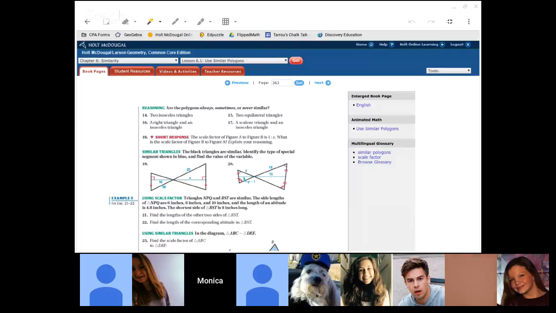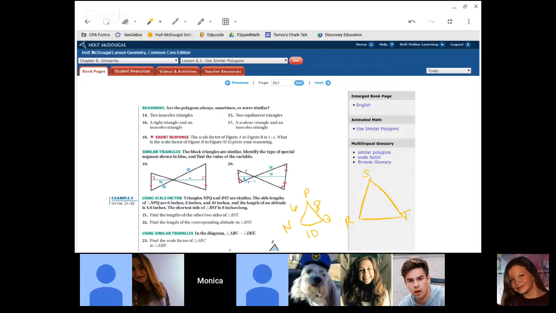Okay, Jake, so for 21 and 22, we have two triangles. So the first thing you're going to want to do is draw your triangles and label them, okay? So you're starting out with triangle NPQ, and then another similar triangle RST. We know the sides of NPQ are 6, 8, and 10. And then we know one of the sides, or the shortest side of RST, is 8. And the first thing it wants us to do for 21 is to find these other two sides, okay?